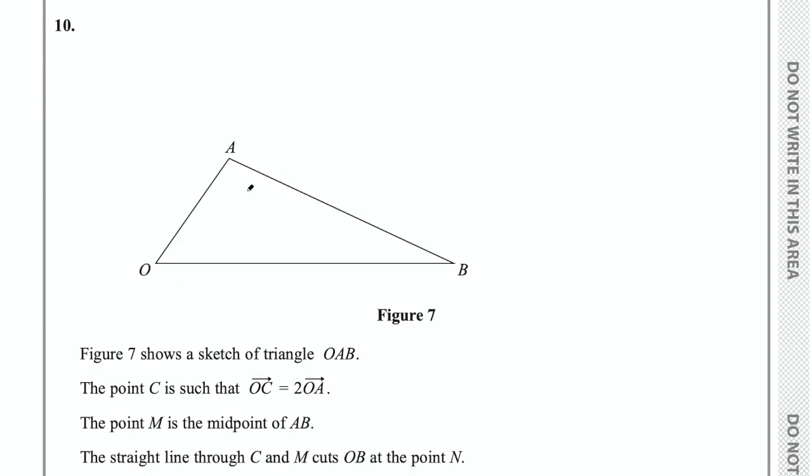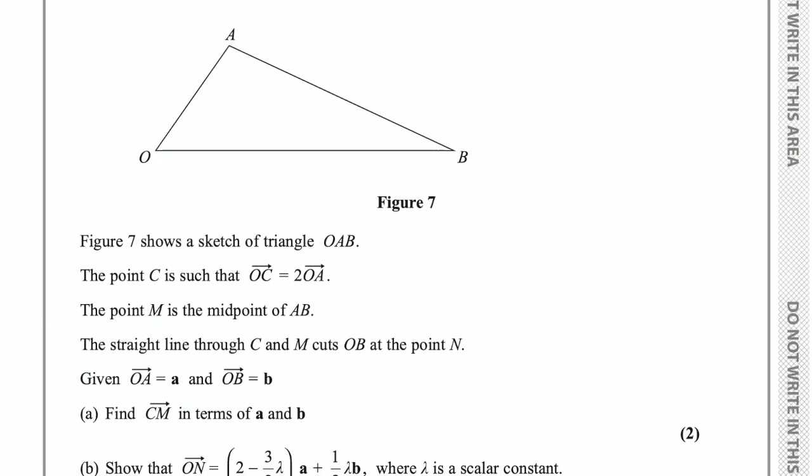Question 10 gives us a triangle and it says figure 7 shows a sketch of triangle OAB. The point C is such that OC equals 2OA. The point M is the midpoint of AB. The straight line through C and M cuts OB at the point N. Given OA equals A and OB equals B, find CM in terms of A and B.